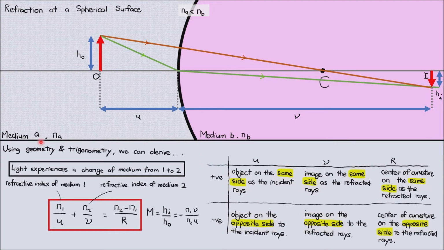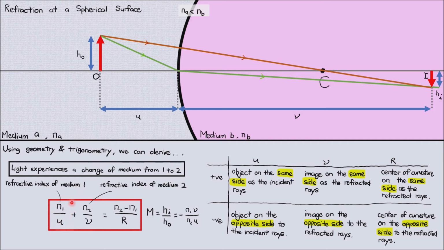Okay, so again, using geometry and trigonometry, geometrical optics, remember, we can derive a new formula, and this is the formula for spherical surfaces. Previously, it was 1 over u plus 1 over v equals 1 over f. That's the mirror equation. But now this equation is for spherical surfaces, and it is replacing the role of the mirror equation.